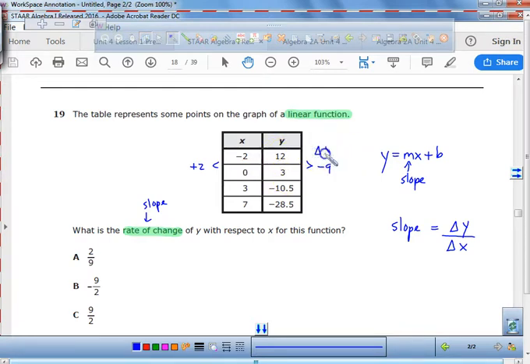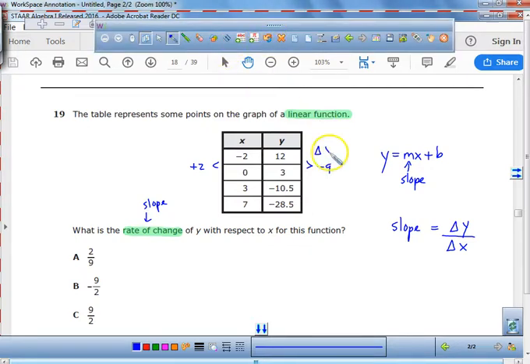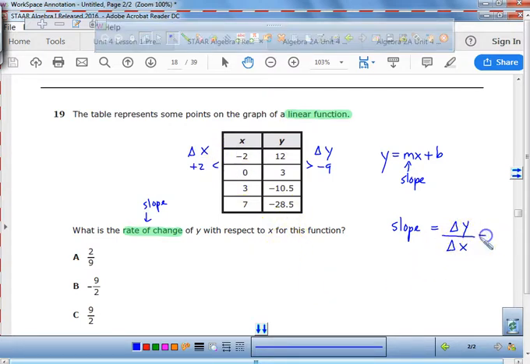This is your change in y. This is your change in x. This side over here is the change in y. This side over here is the change in x. What is our slope? The change in y, which is what?